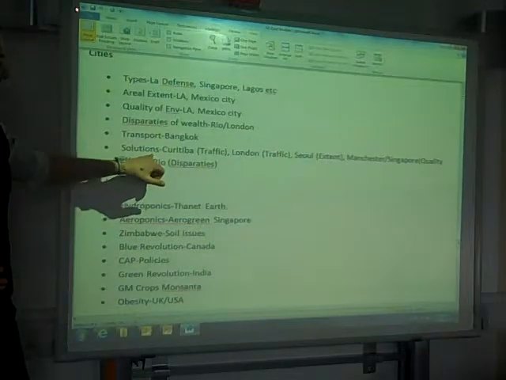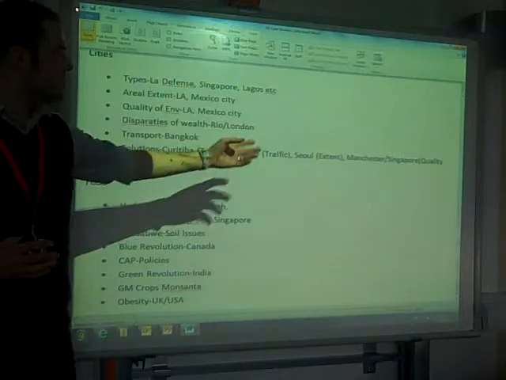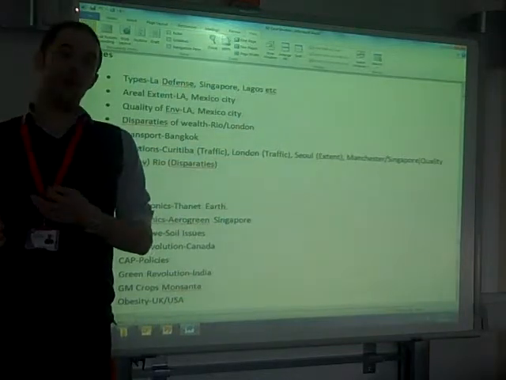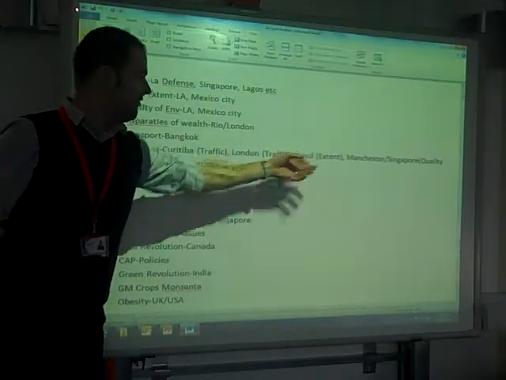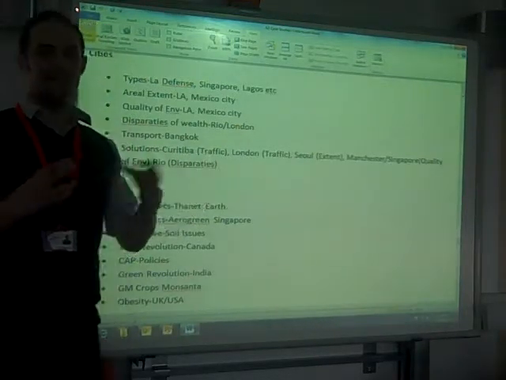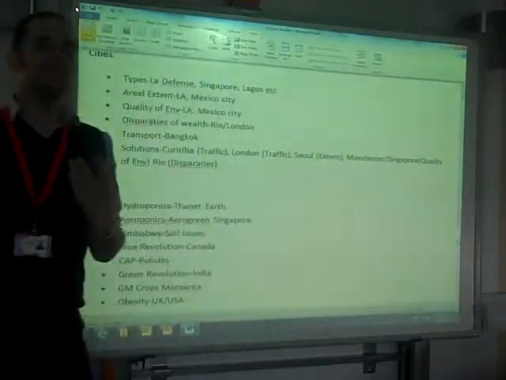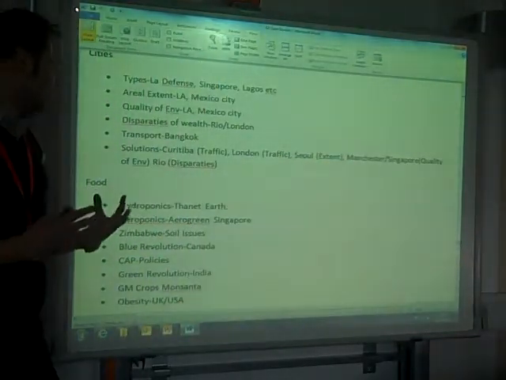We then need to look at solutions. So Curitiba is an example of traffic management, so too is London with the Boris bikes and the bus lanes. Another example is Seoul, so how it's managed its extent, so for example satellite cities, and also the quality of the environment, the regeneration of Manchester and Singapore.